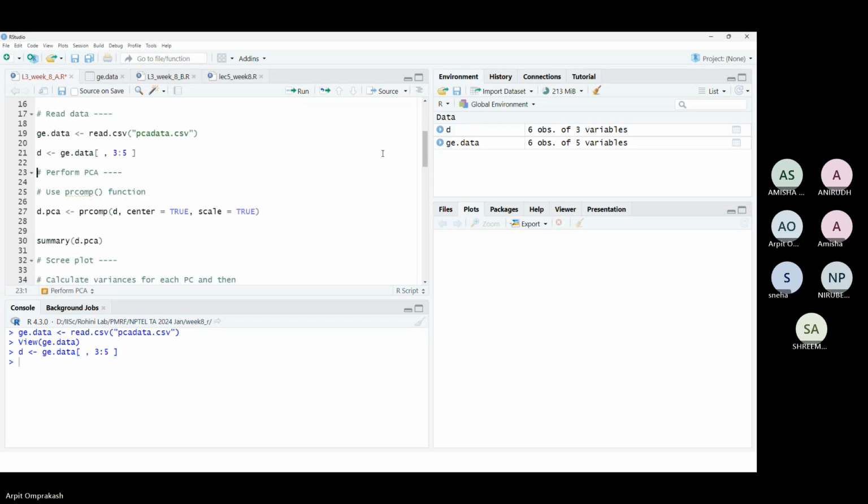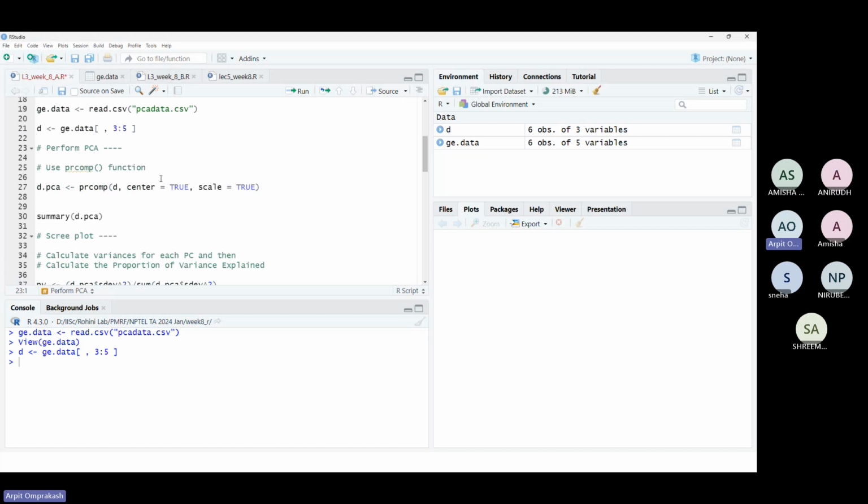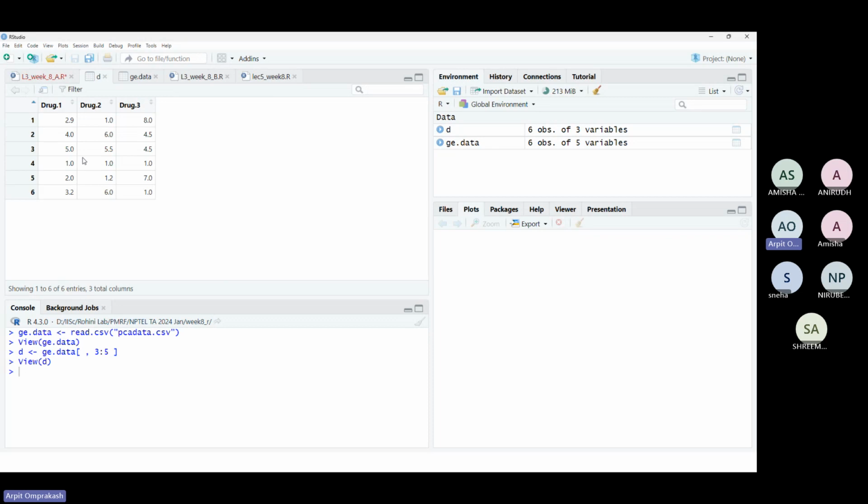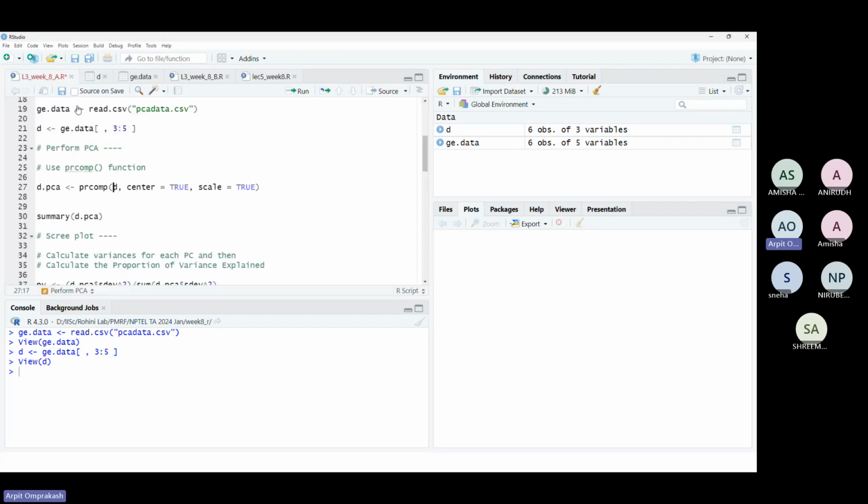Then PCA is carried out in R using the function prcomp. We are giving it our data D. Let's take a look at D. D is now just the last three columns, all the numeric values. We give this data to prcomp. We write center equal to true and scale equal to true. What this will do is first center our data along the column and then scale it.